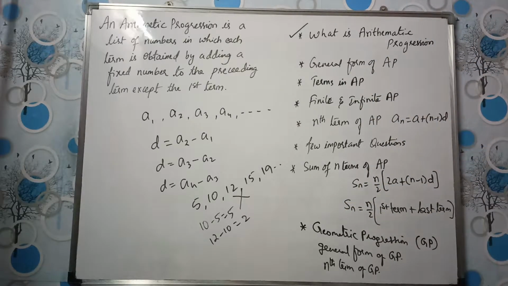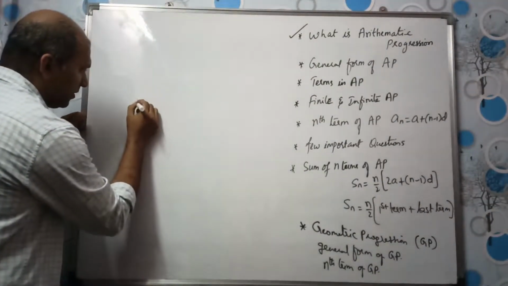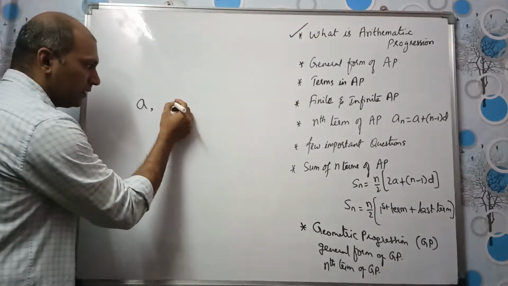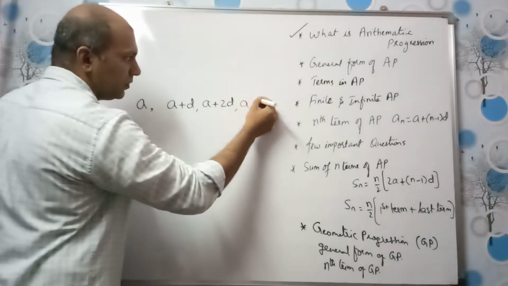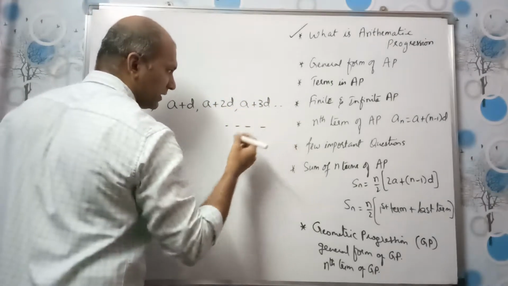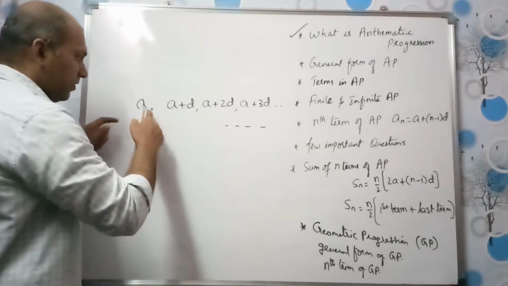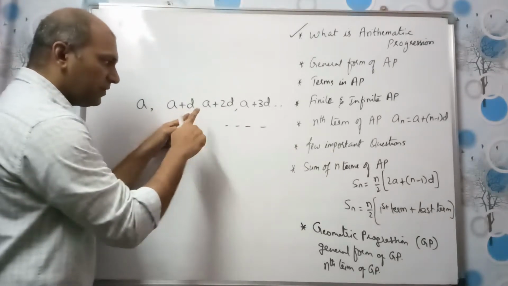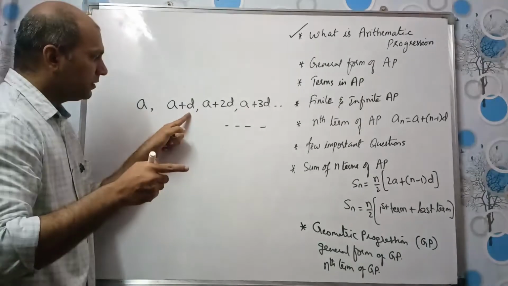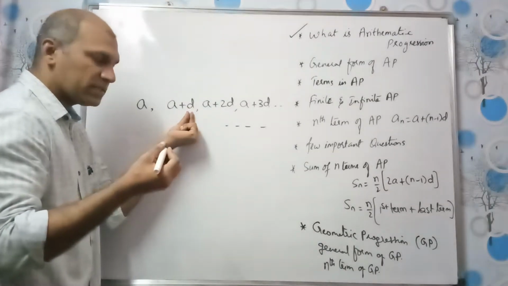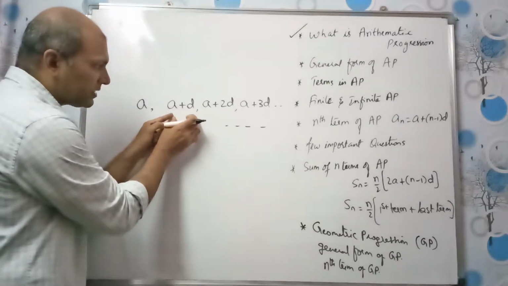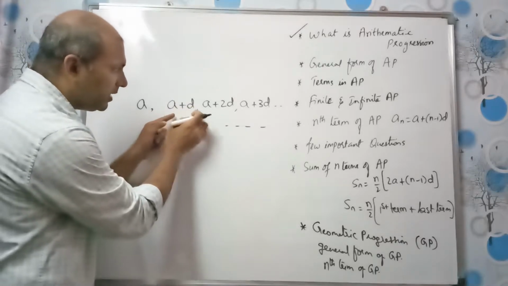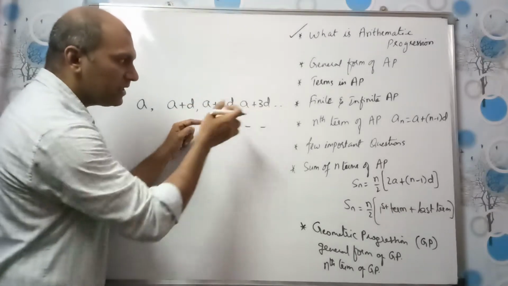Let me rub the board. General form of AP. First term we write as A, second term is A plus D, third term is A plus 2D, fourth term is A plus 3D, and so on. First term is A, difference is D. The common fixed number which we are adding is D. So the second number will be A plus D. To this if we add D, this will be A plus 2D. To this term if we add D, it will be A plus 3D.